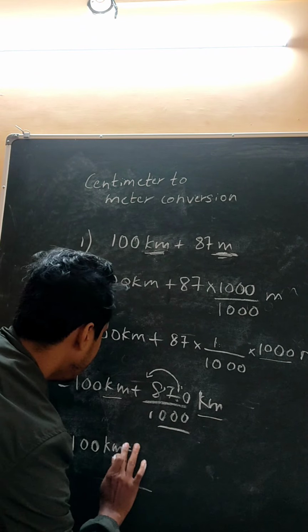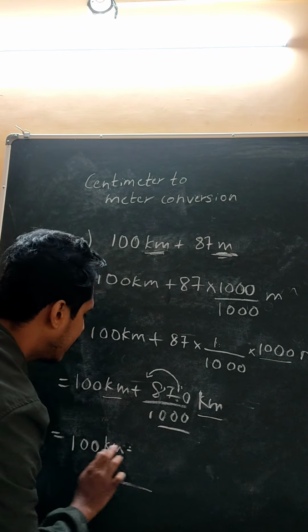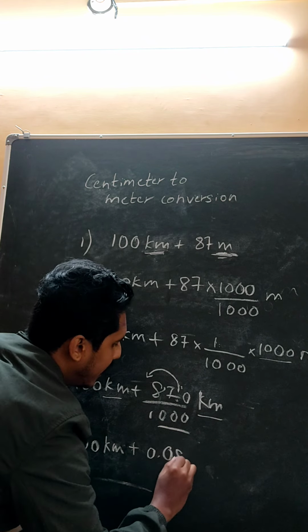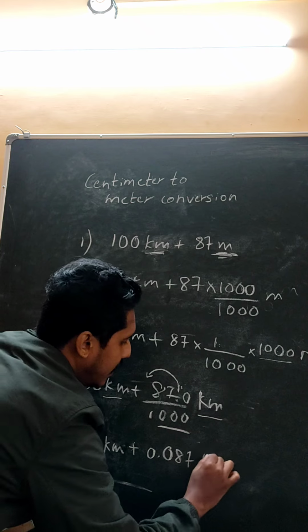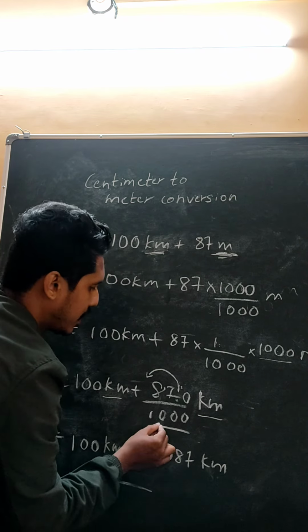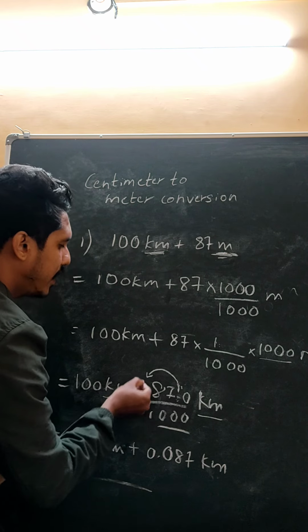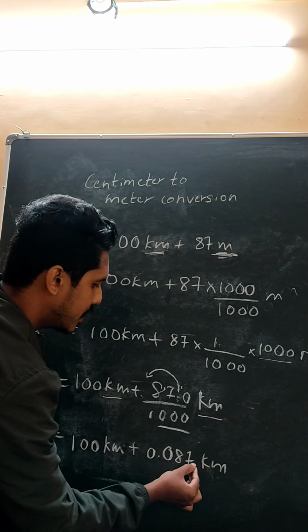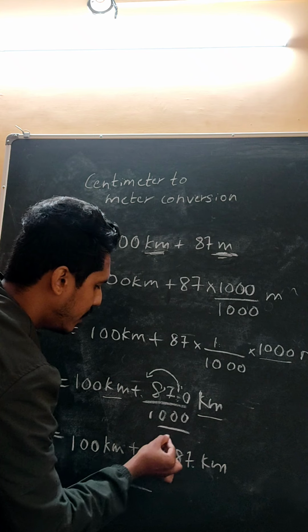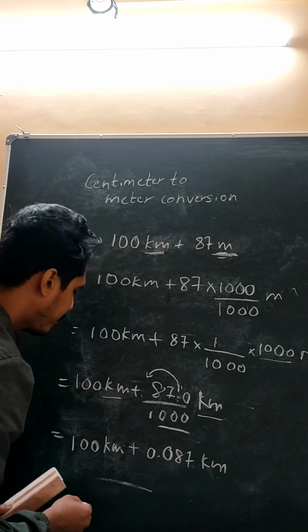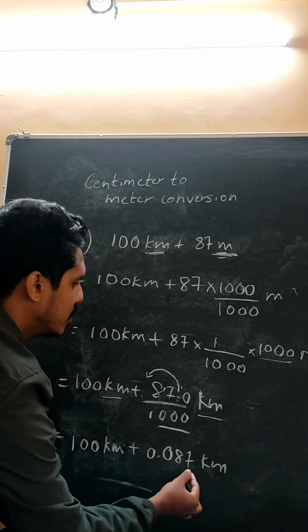So the 100 kilometer I wrote as it is plus 0.087 kilometer I write as it is. 87 divided by 1000 is nothing but 0.087. We have shifted this decimal point 3 houses back. See, the decimal point was here. We have shifted 3 houses back. 1, 2 and 3. Understood? Okay. What is 100 plus 0.087?